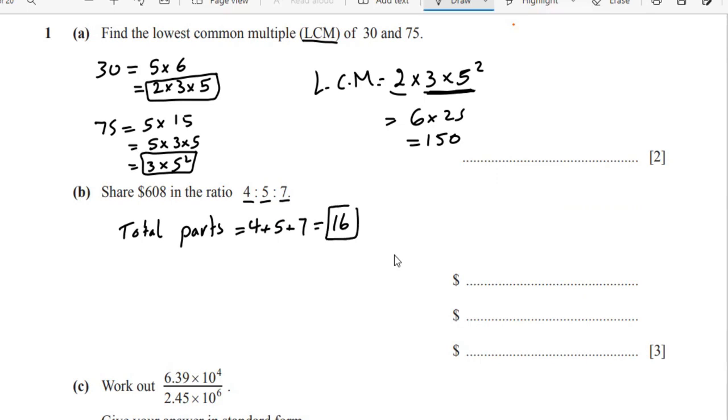So the ratio of the first one is 4 out of 16. We call it ratio to the total. And the second one is going to be 5 over 16. The third one is 7 out of 16. So this is what we call the ratio to the total.